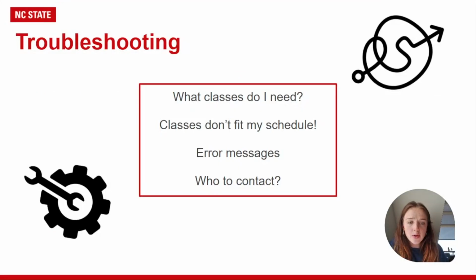Now that we've covered how to use the Enrollment Wizard, let's go over a few common problems students run into during registration. The most common issues are figuring out what classes you need, dealing with schedule conflicts, handling error messages, and knowing who to contact when something goes wrong. We'll walk through each of these briefly so you know exactly what to do if you hit a roadblock.